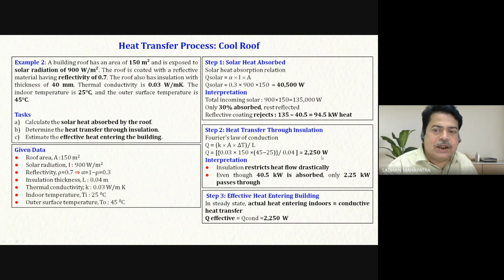So now you can think, this is the amount of radiation that falls on the roof, 135,000 watt. Due to the cool roof, that has reduced to 40,500 watt. Then we have put in an insulation that again reduces the heat entering the room, and inside the room it is only 2250 watt. If there were no cool roof, this amount, 135,000, would have come inside the room. Now due to the cool roof and the insulation, the heat entering the room has come down to only 2250 watt.